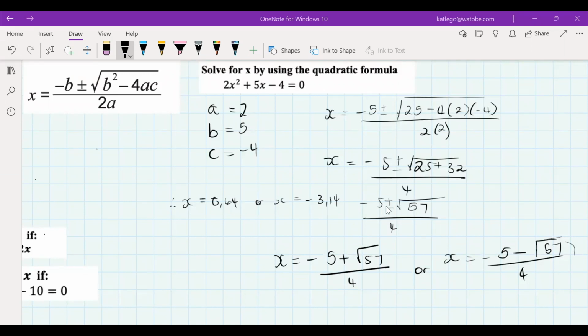Okay, so after this, it's -5 plus. This plus or minus means the one option is plus and the other option is minus.